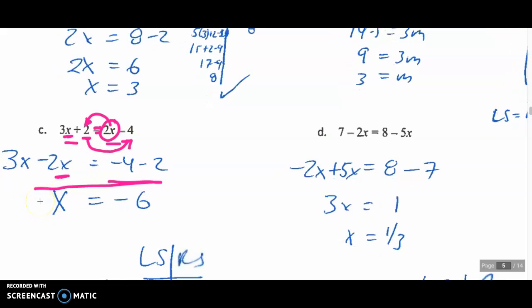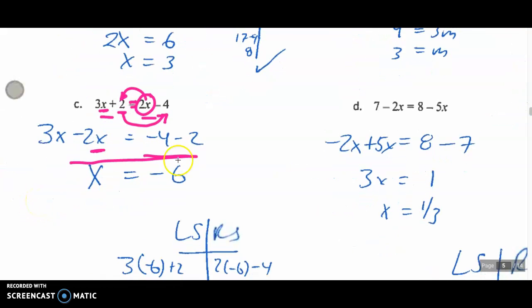Okay. If I did it the other way around, just to check, I could have brought the 3x over. So I had 2x on this side. If I bring the 3x over, I'm going to subtract that, and then I end up with 2, and I bring that negative 4 over, I end up with that. So I end up with this.